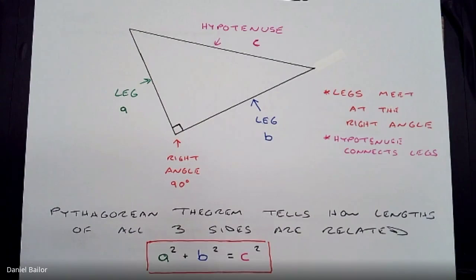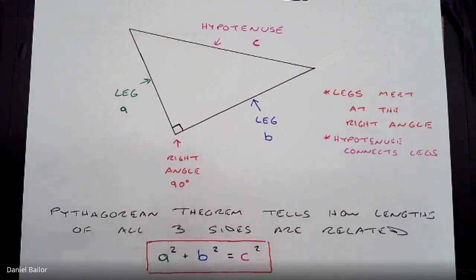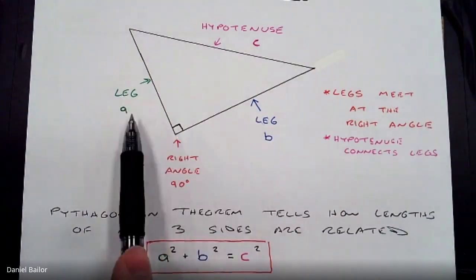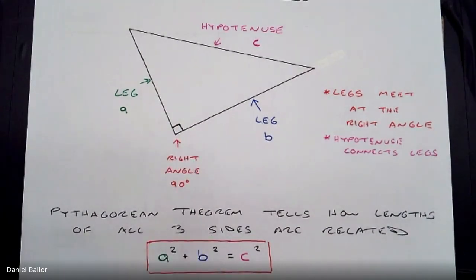Important number 1: the Pythagorean theorem only works for right triangles. It only works for right triangles. Other important thing, remember the legs are A and B, and the legs meet the right angle. The legs meet the right angle, and the legs are always A and B. That's important thing number 2.